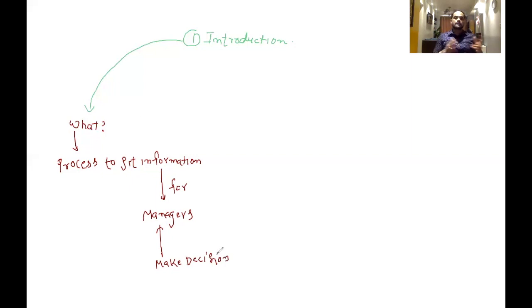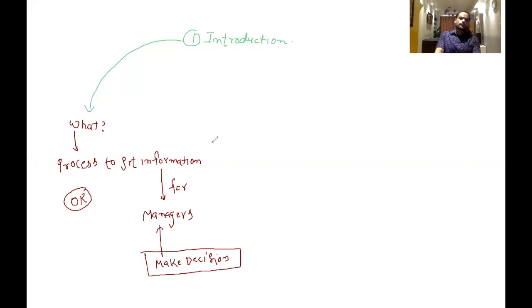In simple words, we can say that with the help of management accounting or management accountant providing informations to the managers. For what? For making decisions. What decisions managers they make, we will study later when we discuss about the scope of management accounting, right? That's the one way to understand what is management accounting, right?